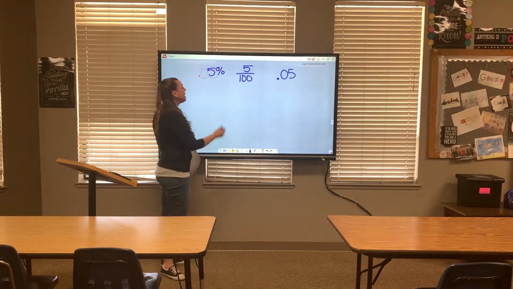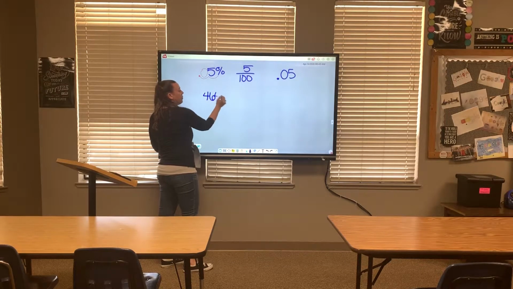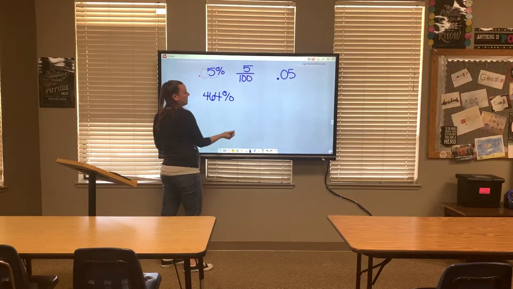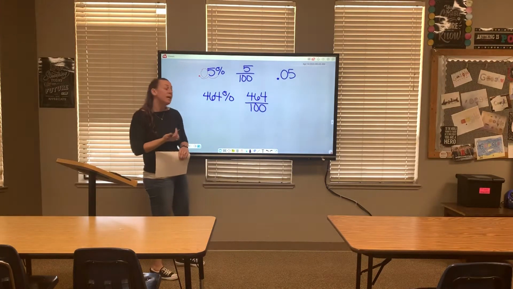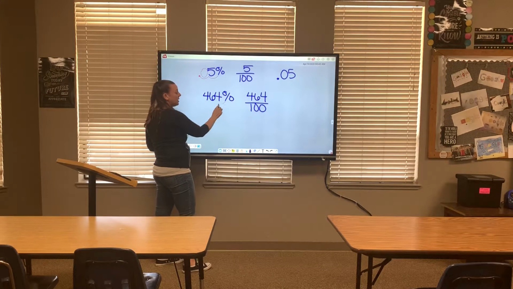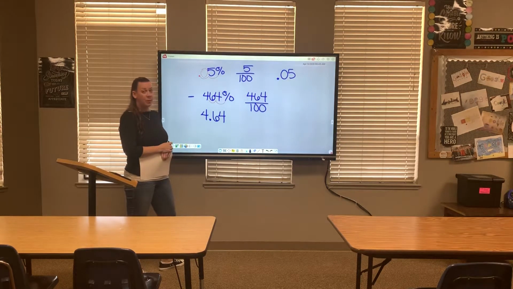Let's say I have something like 464%. That's still 464 per 100. And again, if I move that decimal spot from here from the percent, I move it right there. I have to have that 4 in front of the decimal, and then I have 64. So now I've written this as a fraction and as a decimal, okay?